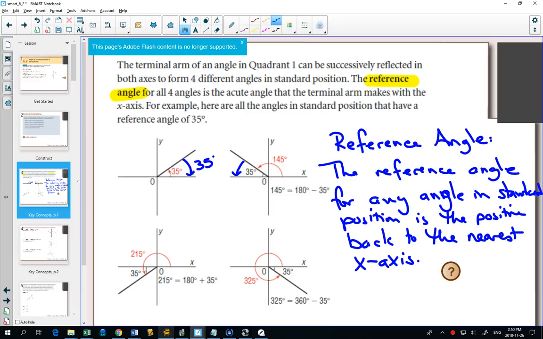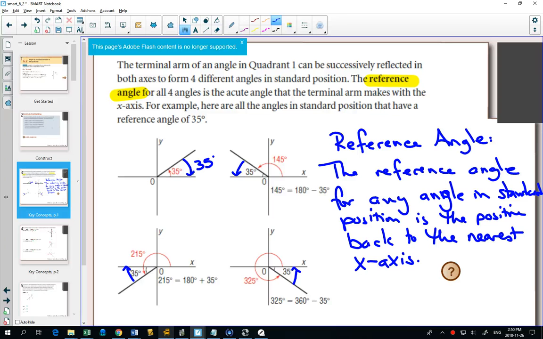In quadrant 3, if you know the whole angle is 215 degrees, well, this would be my angle back to the nearest x-axis. That would be my reference angle. It would be 35 degrees. And you could take 215 minus 180 degrees to find that. And if I had a reference angle of 35 degrees in quadrant 4, here it is, back to the nearest x-axis, that would match up with a standard angle of 325 degrees.